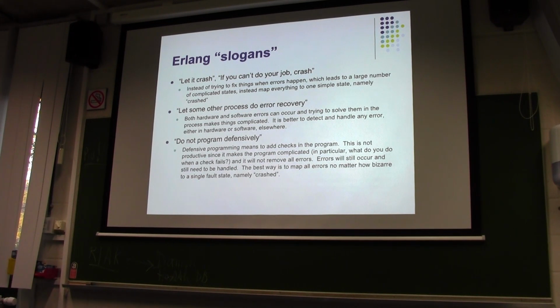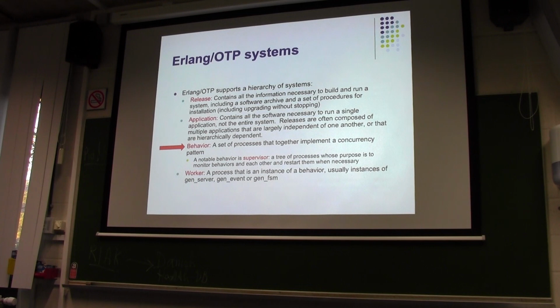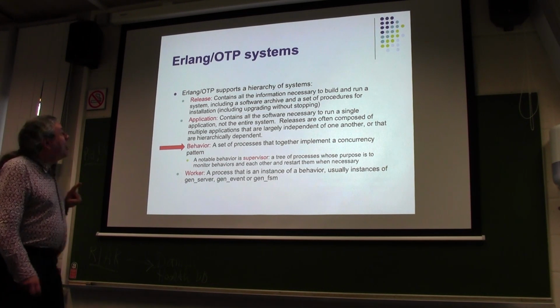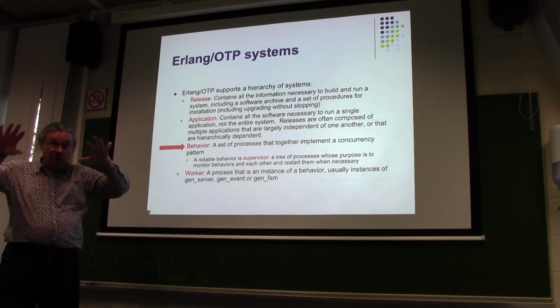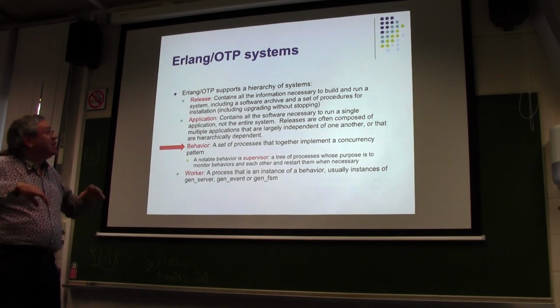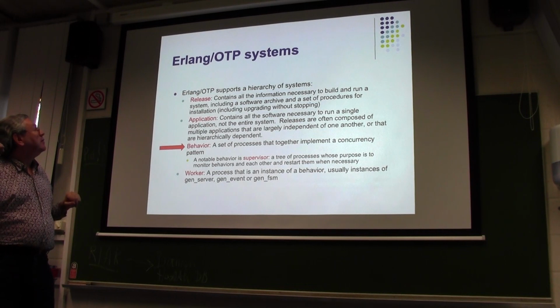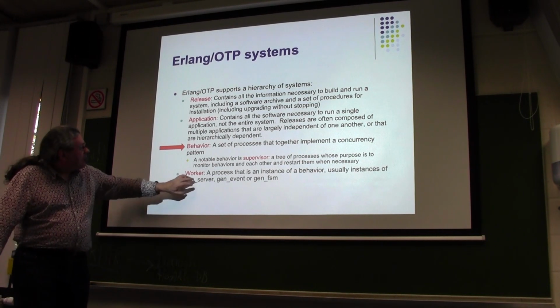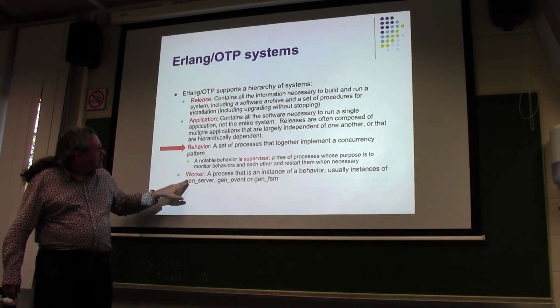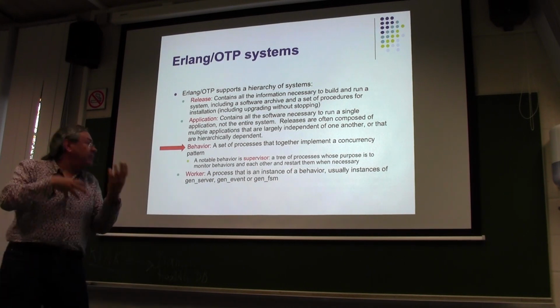So how does Erlang implement this? This is really interesting. In Erlang OTP, the platform, when you download it, is called OTP, and it has a whole bunch of libraries in there. It's actually a hierarchy. The lowest level is the worker. This is a process that's doing something.